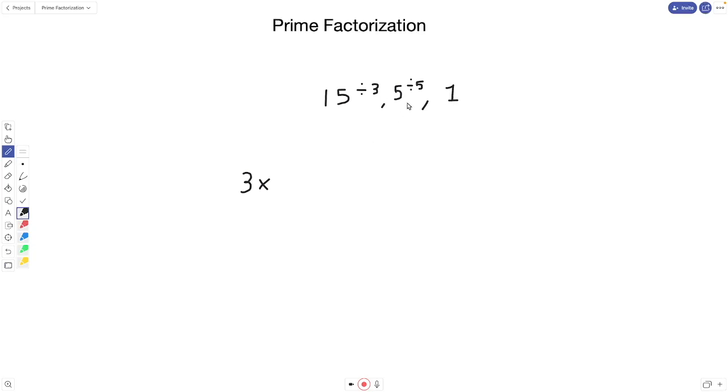and we're going to write a 5 because we divided by 5. So that's the next part of our answer. And that would be our final answer right here, 3 times 5. And that's it. That is the final answer to this question. Let's go to another one. Okay, so for this one, we're working with a bigger number. We got 45 here.